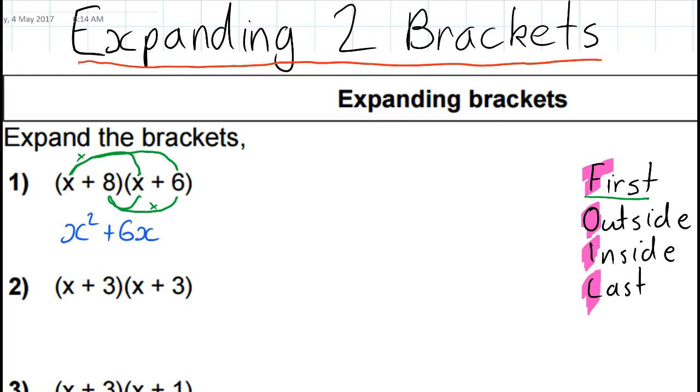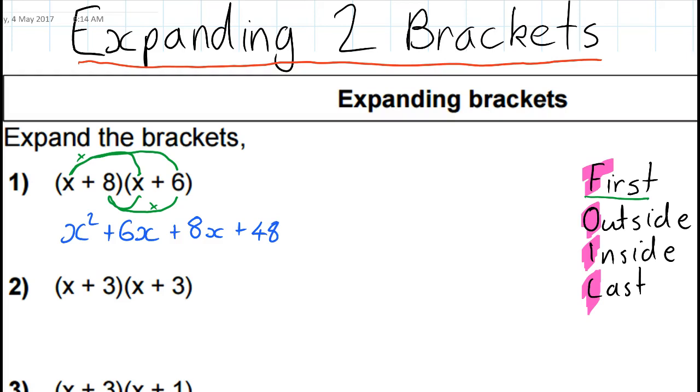Then I've got 8 to x, so plus 8x, and then 8 times 6, so plus, because they're both positive, 8 6s are 48.